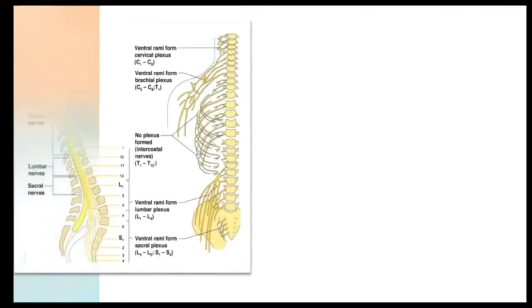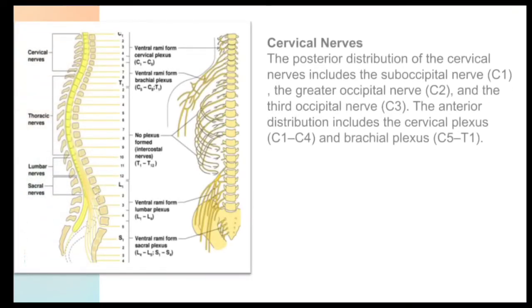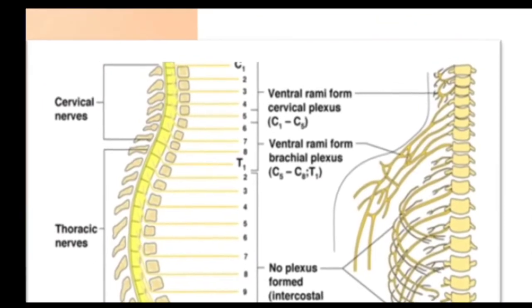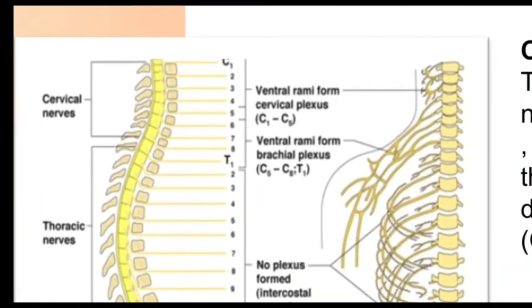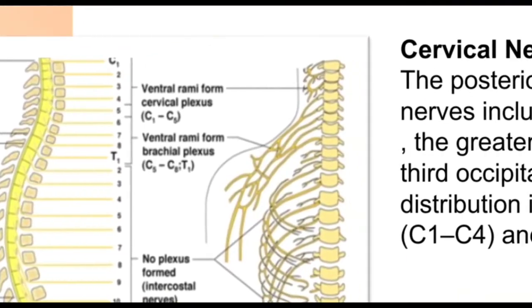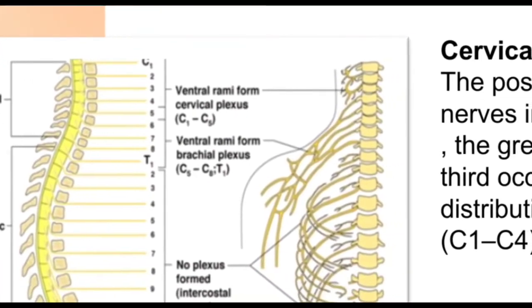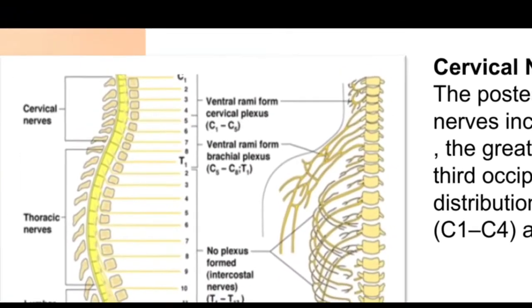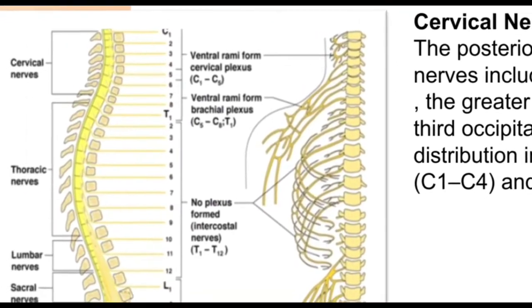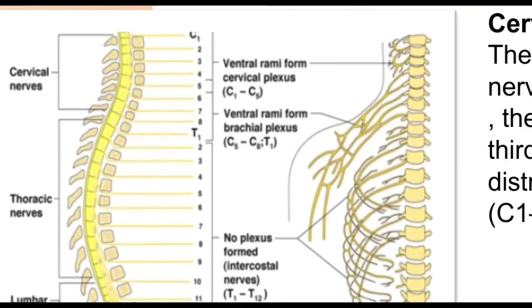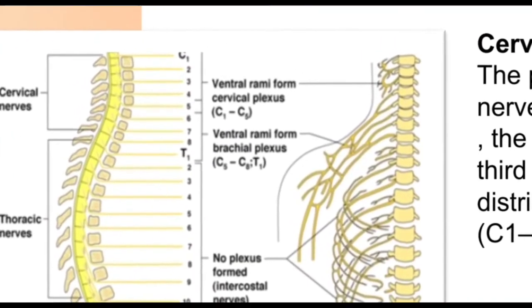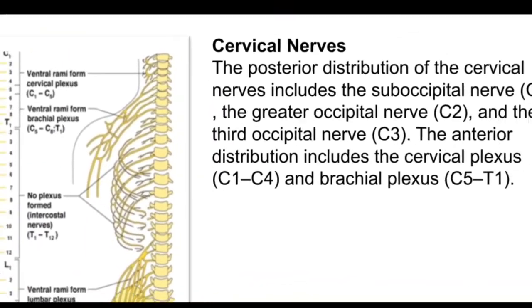So first is the cervical nerves. Dito siya banda. The posterior distribution of the cervical nerves includes the suboccipital nerve or the C1, the greater occipital nerve C2, and the third occipital nerve C3. The anterior distribution includes the cervical plexus from C1 to C4 and brachial plexus from C5 to T1.